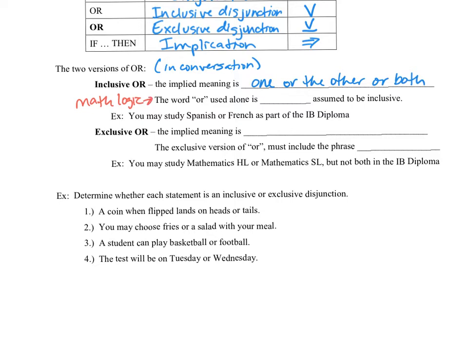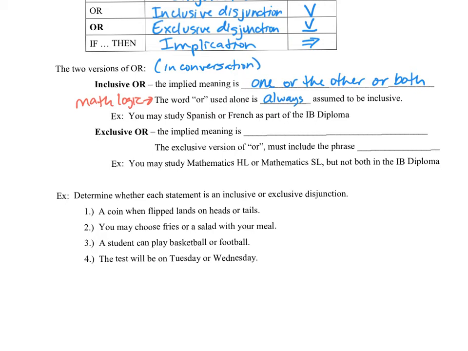So in math logic, the word "or" used alone is always assumed to be inclusive, but that may or may not be true in everyday conversation. Like this example: in everyday conversation, if you say you may study Spanish or French as part of the IB diploma, that's an inclusive or, because a student could study Spanish alone or French alone, or some students might study Spanish and French, okay?